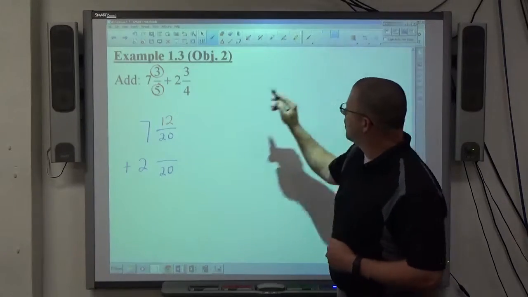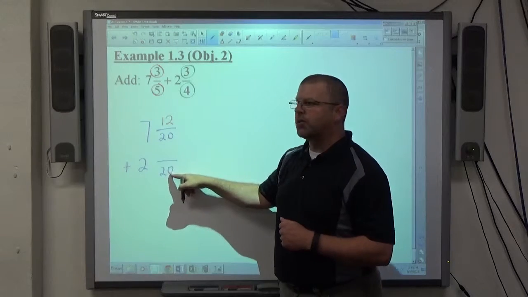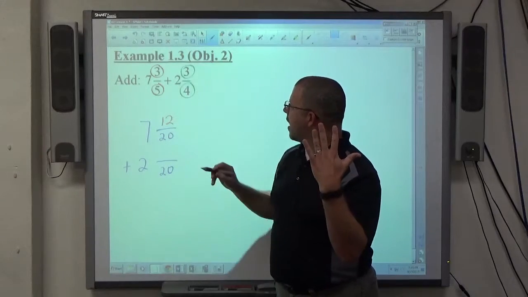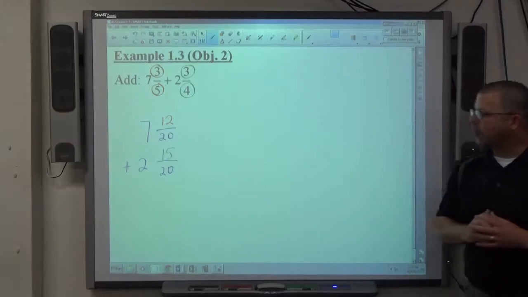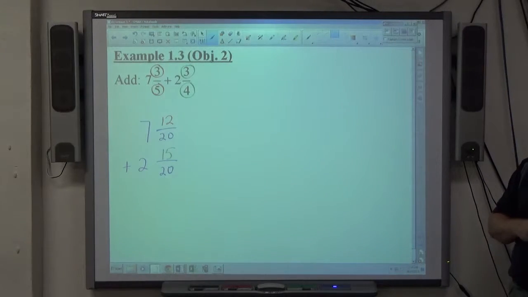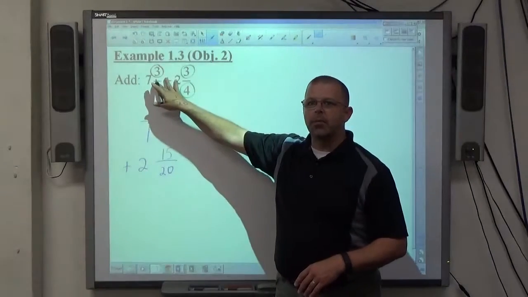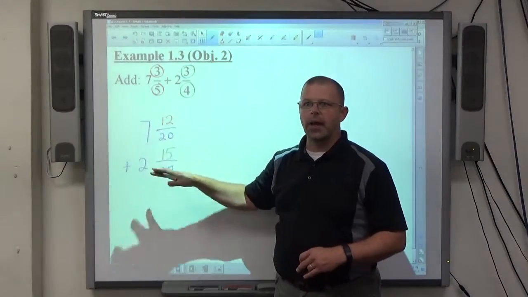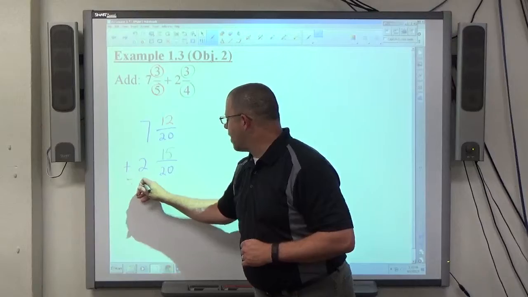The second fraction has a numerator of 3, denominator of 4. I've changed the denominator to 20, which is times 5. 3 times 5 is 15. So 7 and 12 20ths plus 2 and 15 20ths is what I get as a problem with common denominators. Okay? Don't feel obligated to write the problem down out of your book. You can make modifications as you write it down, common denominator, that kind of stuff. Save yourself a little bit of room on your paper.